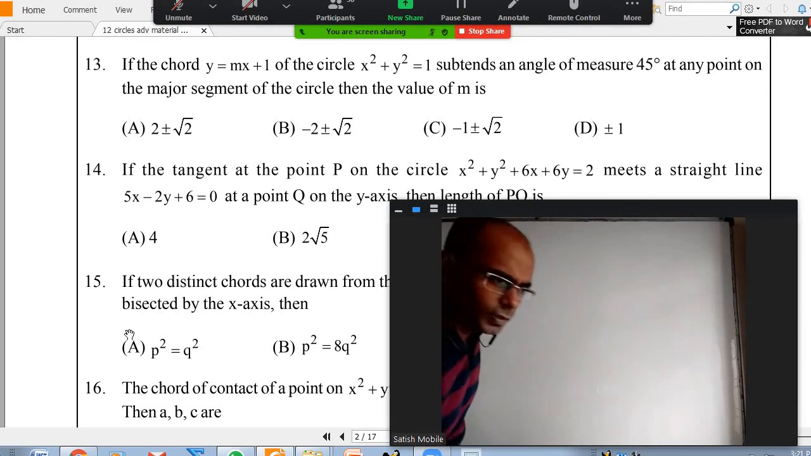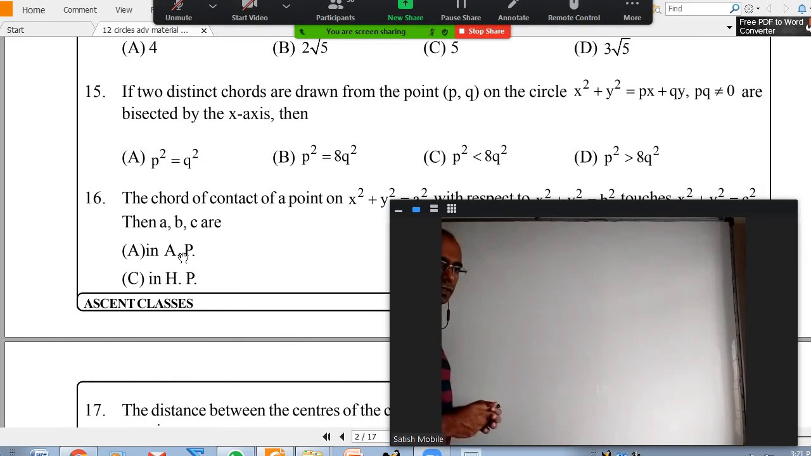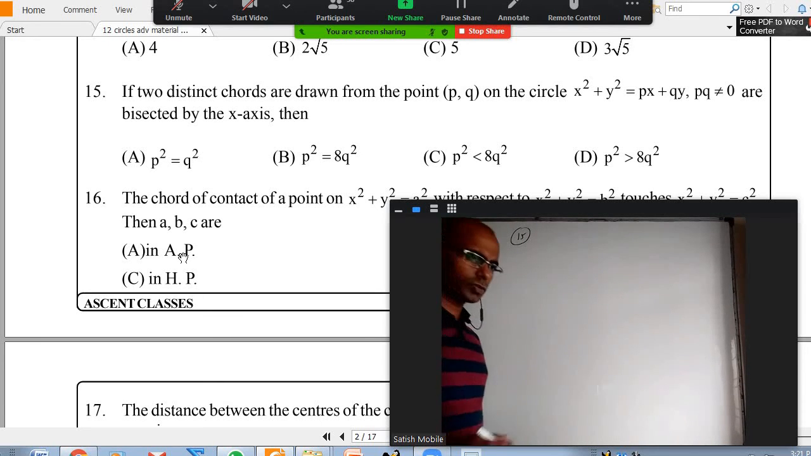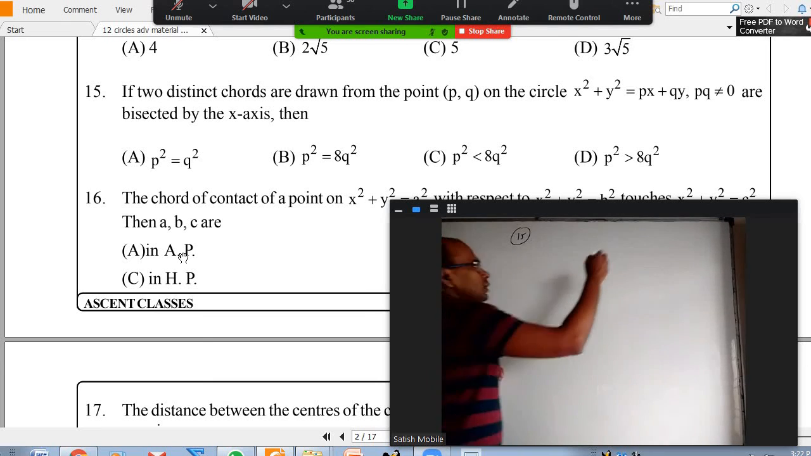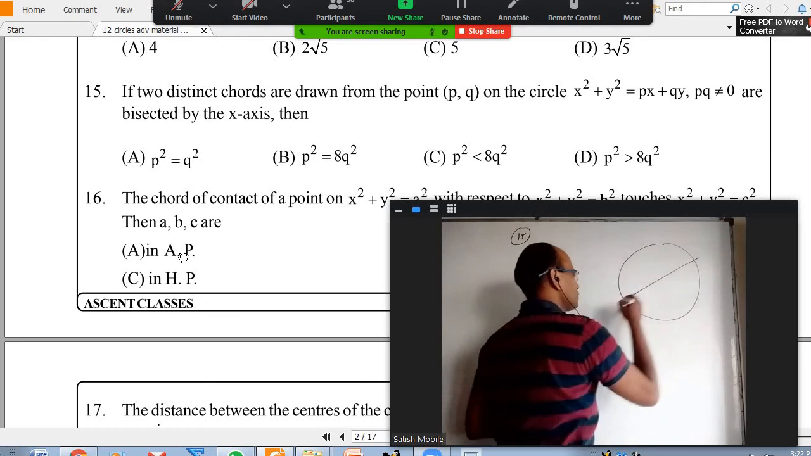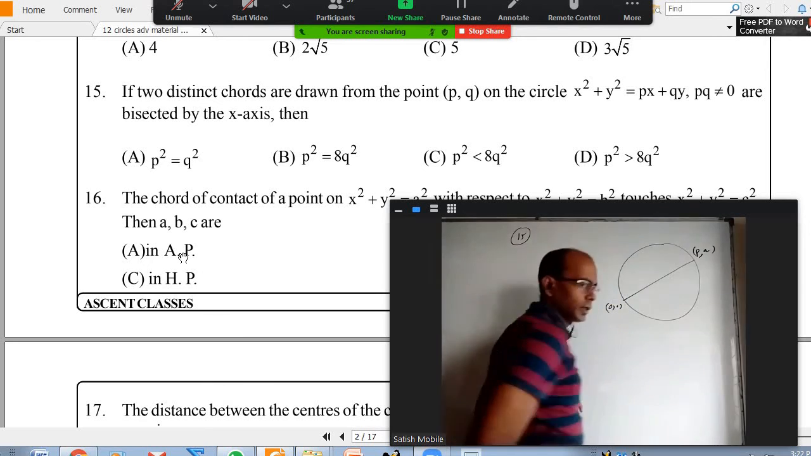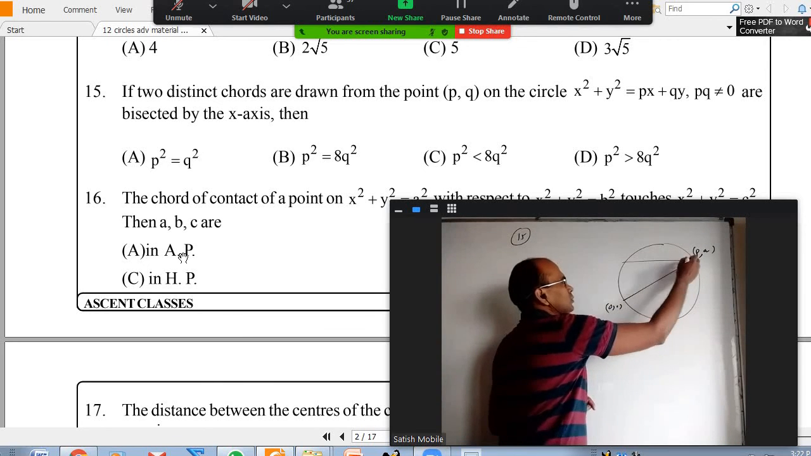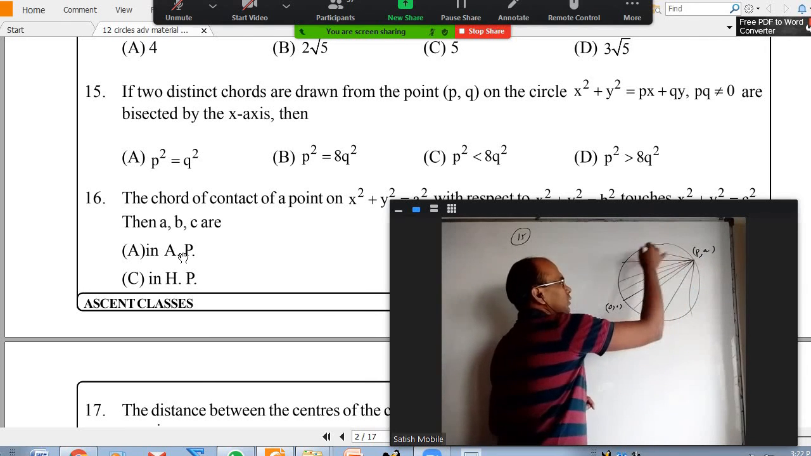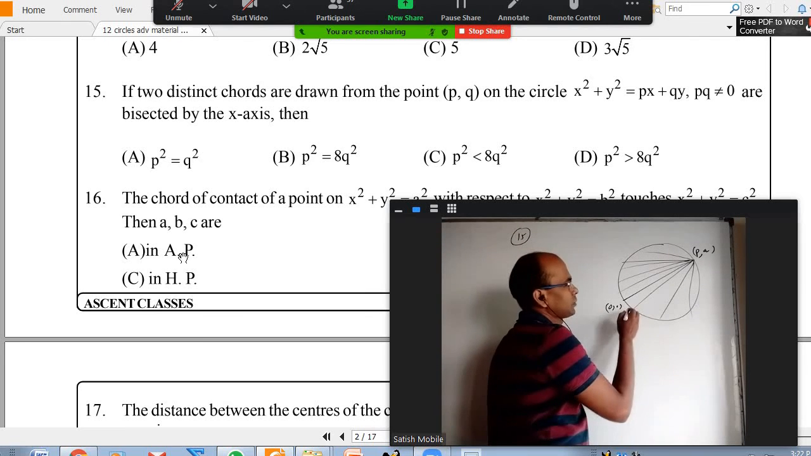Okay, 15. This is something similar to the little lengthy question we did on the positive side. You can do an easy method also. What is this? I have a circle with 0, 0 and P, Q as the ends of a diameter. That's not an important point. But passing through P, Q, there are a lot of chords. Among them, at least 2 chords should be bisected by the x-axis.